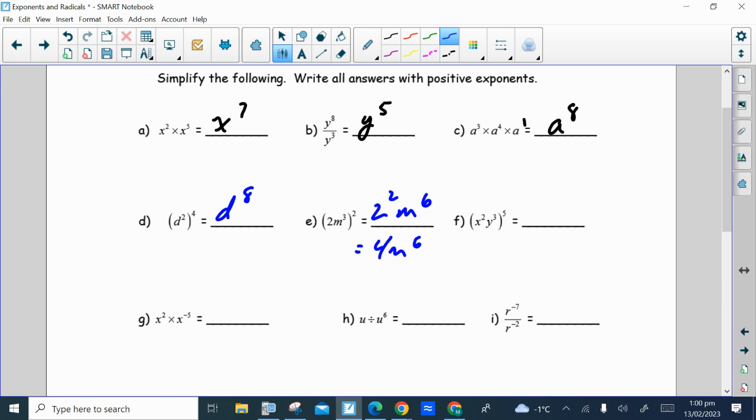Olivia, question F. What do you do? And what happens to the bases? Stay the same. So for x, you're going to multiply 2 times 5 and get x to the 10th. For y, you're going to multiply 3 times 5 and get y to the 15th. There's your answer. So far, we haven't seen any negative exponents to worry about. That's coming up with this next question. What do we do for question G, Peyton?